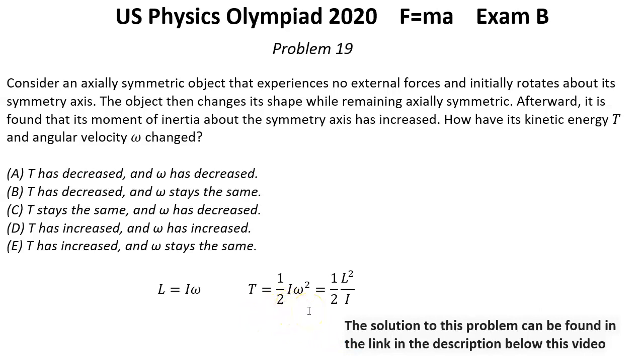Also, kinetic energy equals 1/2 I omega squared, or we can rewrite it in the form of 1/2 L squared over I. L is constant, so if I is increased, kinetic energy decreases, and the total answer is A. T has decreased and omega has decreased. That was the solution for problem number 19.